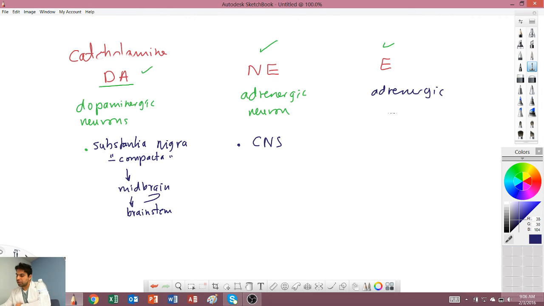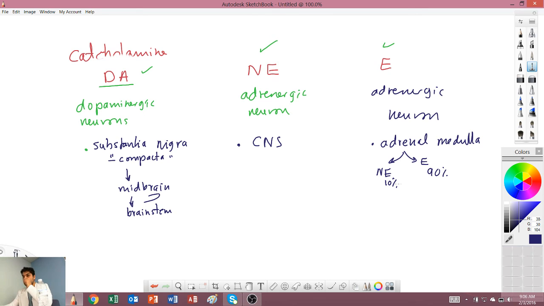Adrenergic neuron. Now, epinephrine is primarily produced by the adrenal medulla. The adrenal gland has to produce adrenaline, the two names have to match, right? Adrenaline, adrenal gland. The adrenal gland can produce epinephrine and norepinephrine, but 90% of its production is epinephrine and only roughly 10% is norepinephrine. The CNS is primarily norepinephrine, with a small amount of epinephrine, if any.